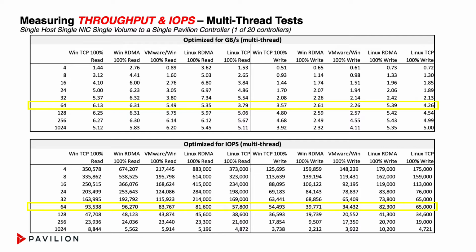So some pretty impressive performance all across the board. Our performance testing using DISKSPD, small block size or large block size, whether it's Windows TCP, Windows RDMA, or Windows inside of VMware. Pausing a bit so you can look at those numbers before I continue on.